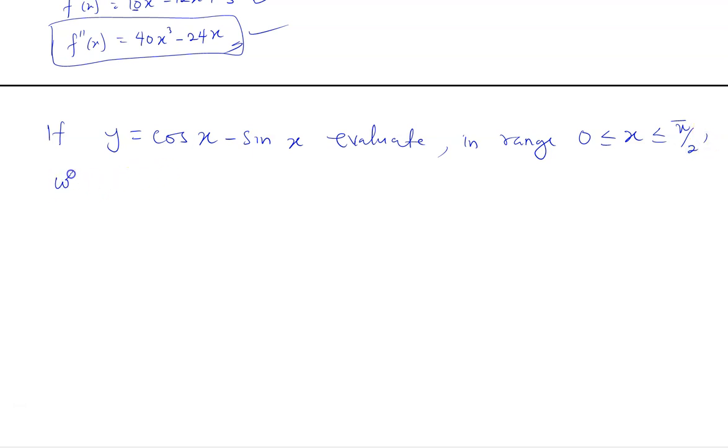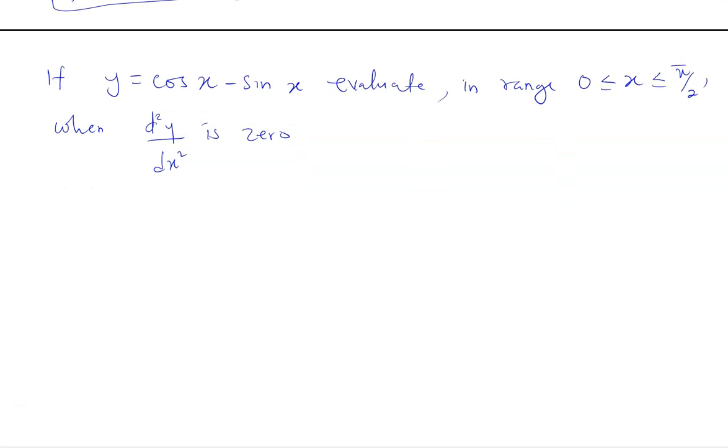When d squared y on dx squared is equal to 0. Let me write it in statement, that's how the question was stated. Is 0. So let's solve this. Solution.